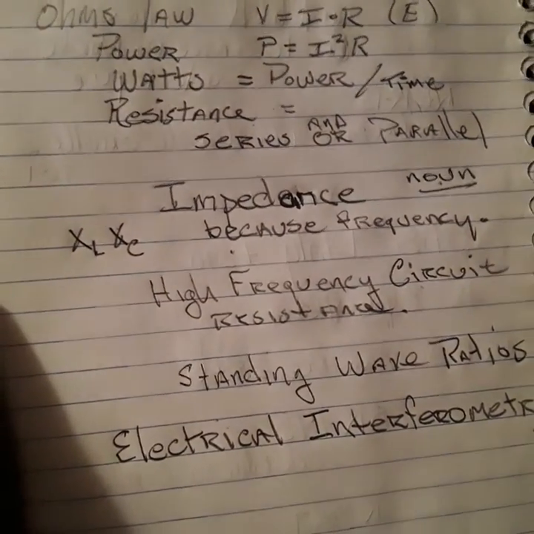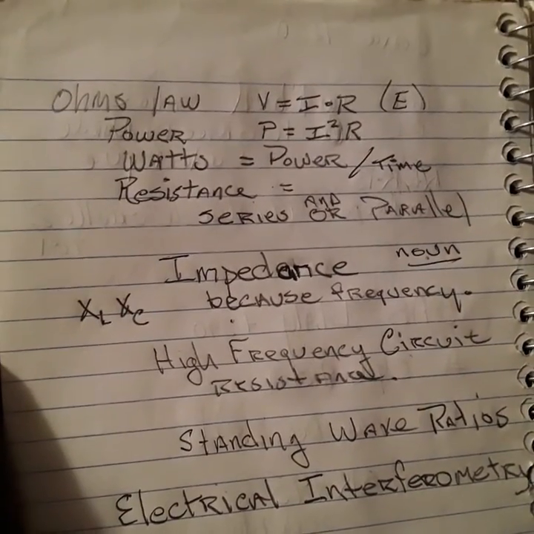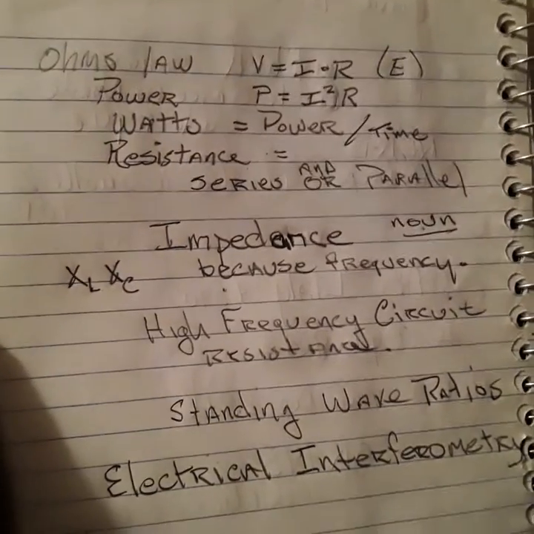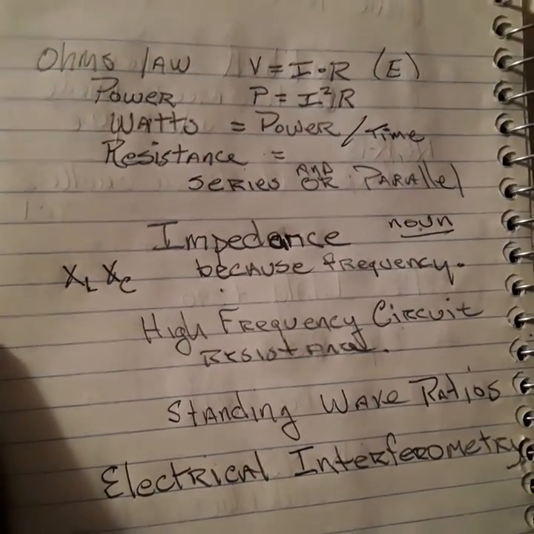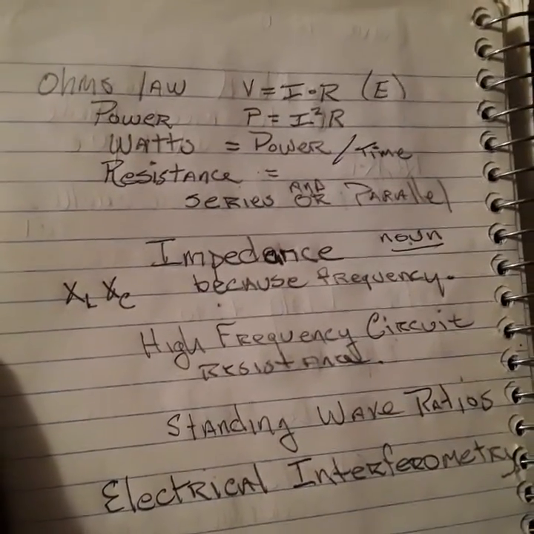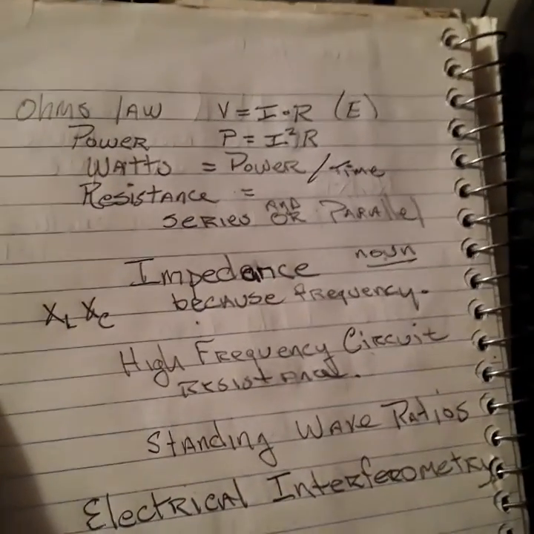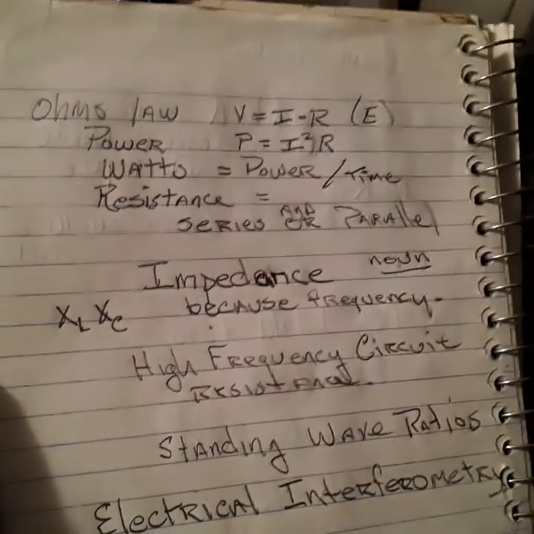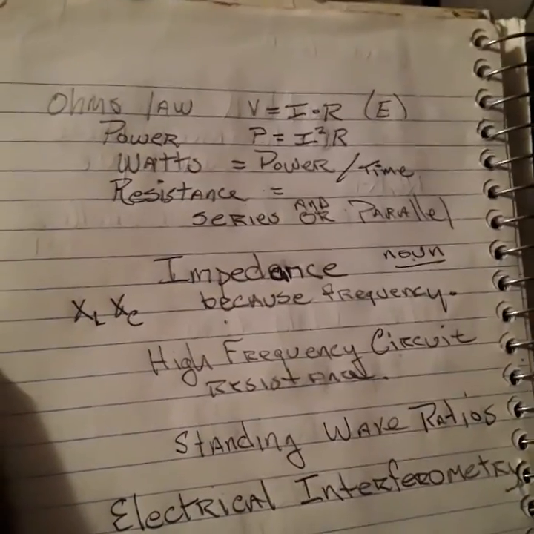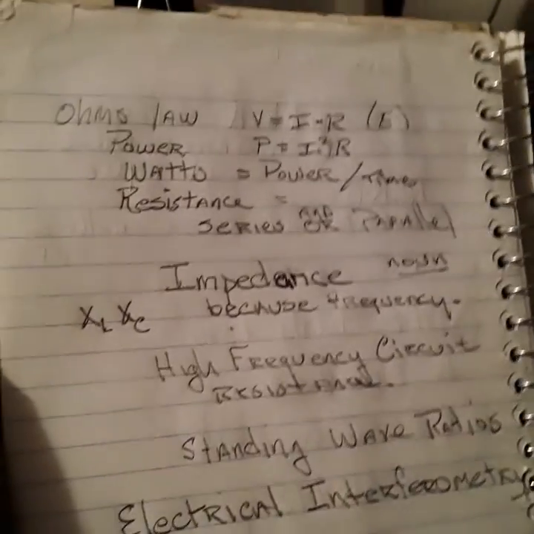But something happens here when you get into frequencies. Frequencies tend to change all the rules. You get into impedance equations. You use things like X sub L, inductive reactance, and X sub C is capacitive reactance. Those appear as resistance at higher frequencies. So not only the capacitors in the circuits, the capacitance of the wires leading into the circuits matter.